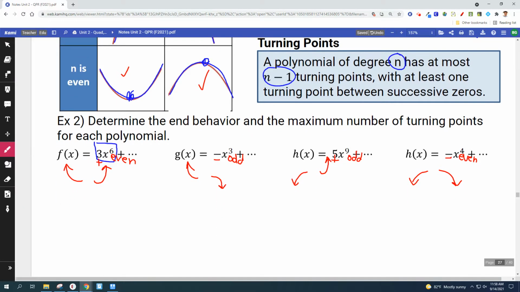Now, as far as the turning points, I know that language looks kind of confusing, but we look at the degree and then we subtract one. That's what we're doing. So this has a degree of 6, so it's got a maximum of 5 turning points.